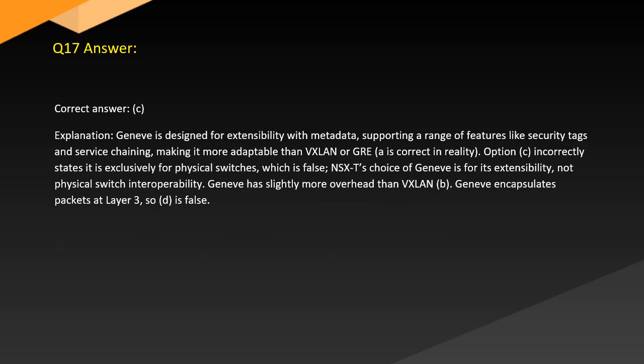Answer. Correct answer: C. Explanation. Geneve is designed for extensibility with metadata, supporting a range of features like security tags and service chaining, making it more adaptable than VXLAN or GRE. A is correct in reality. Option C incorrectly states it is exclusively for physical switches, which is false. NSX-T's choice of Geneve is for its extensibility, not physical switch interoperability. Geneve has slightly more overhead than VXLAN, so B is false. Geneve encapsulates packets at layer 3, so D is false.